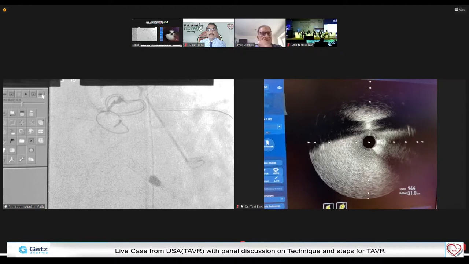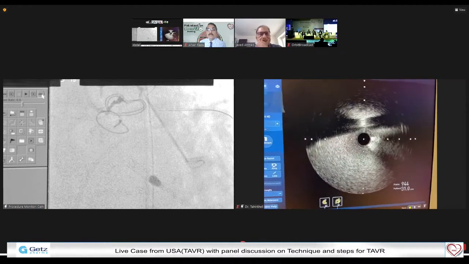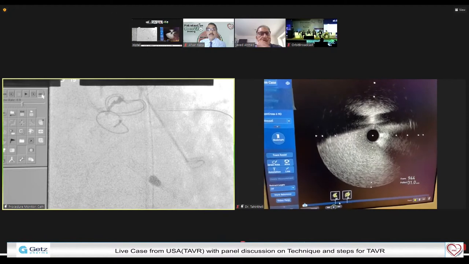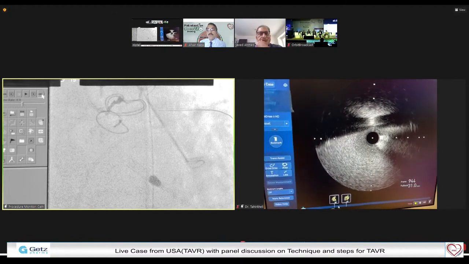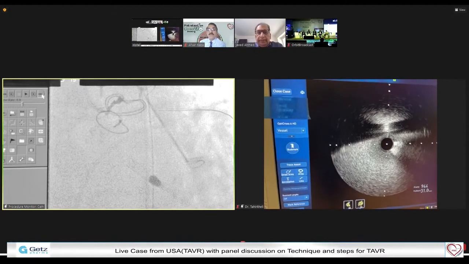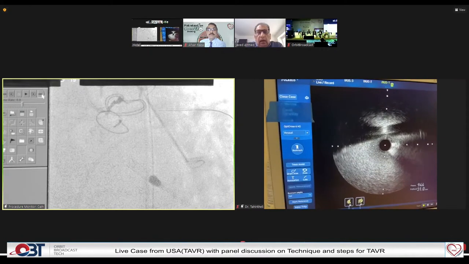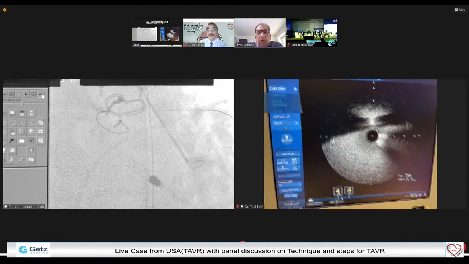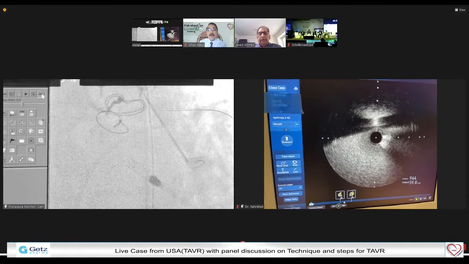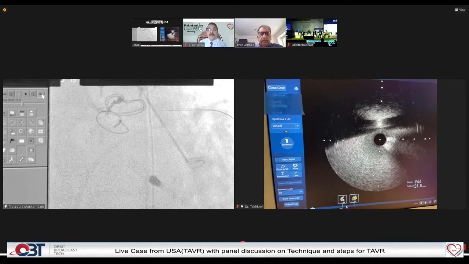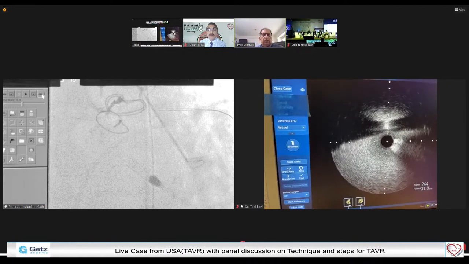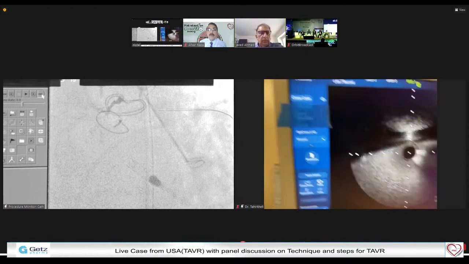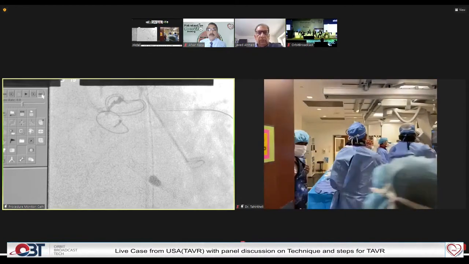Based on this IVUS, we've seen there's a calcified nodule to be concerned about. One of the options was to do a laser operation. I think laser is not going to work here because laser is not the best modality for calcification. We have to be very careful because of the accordion effect. Okay. Let me get in.